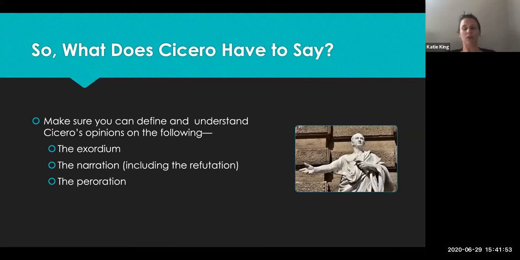What he has to say. So that, and I'll take it off share screen now, that is Cicero. And one final thing I want to say about Cicero, especially in the context of what we're talking about today, in terms of the arguments that are going on today.